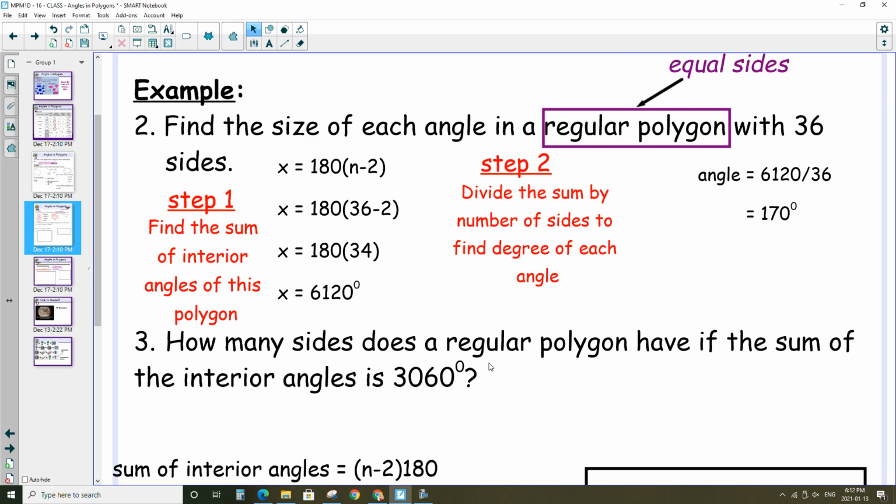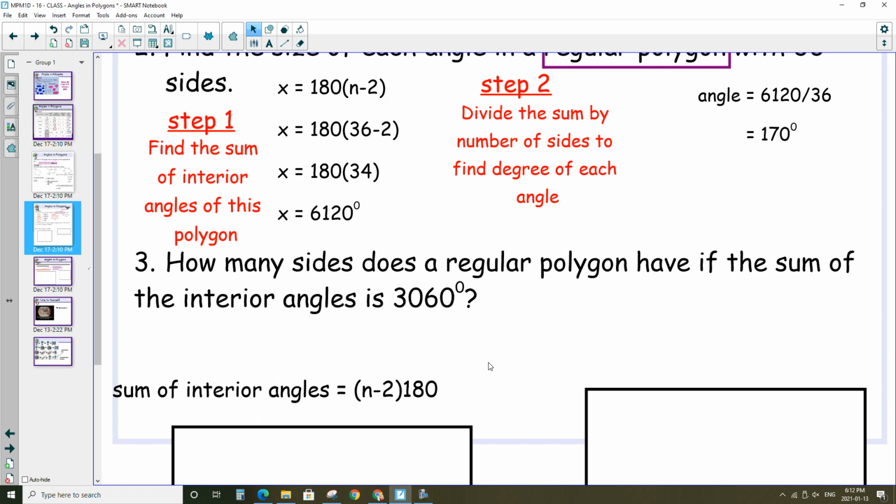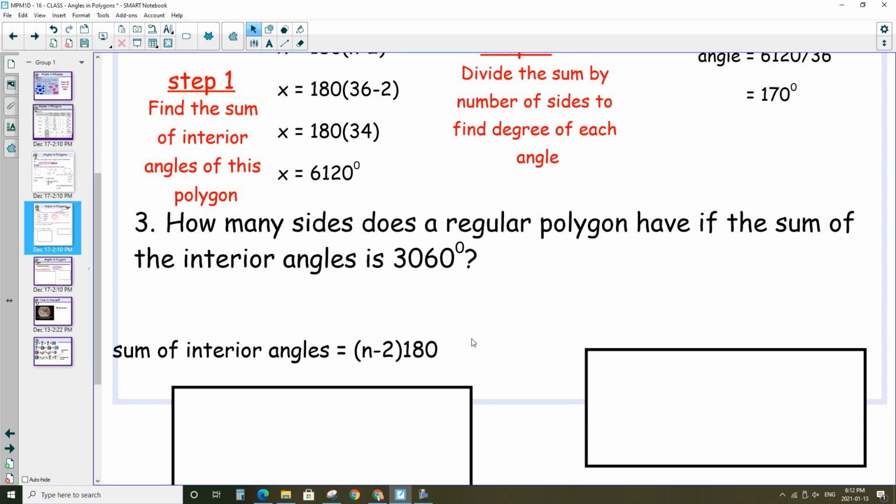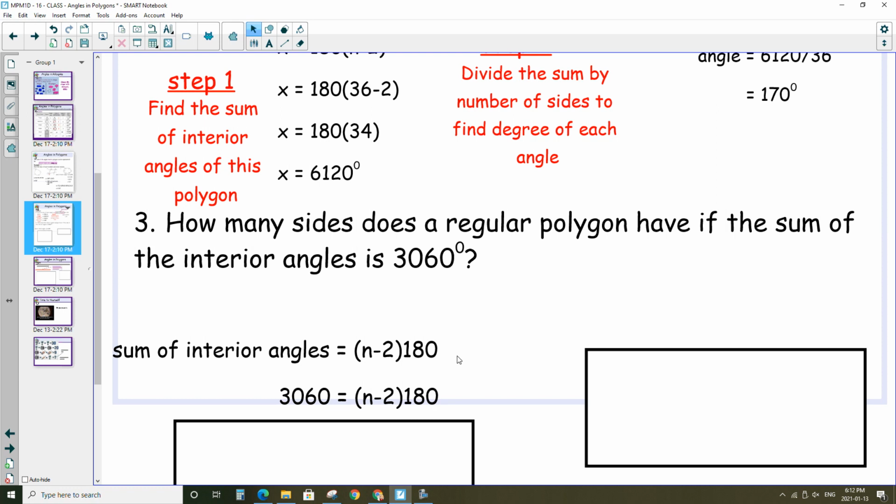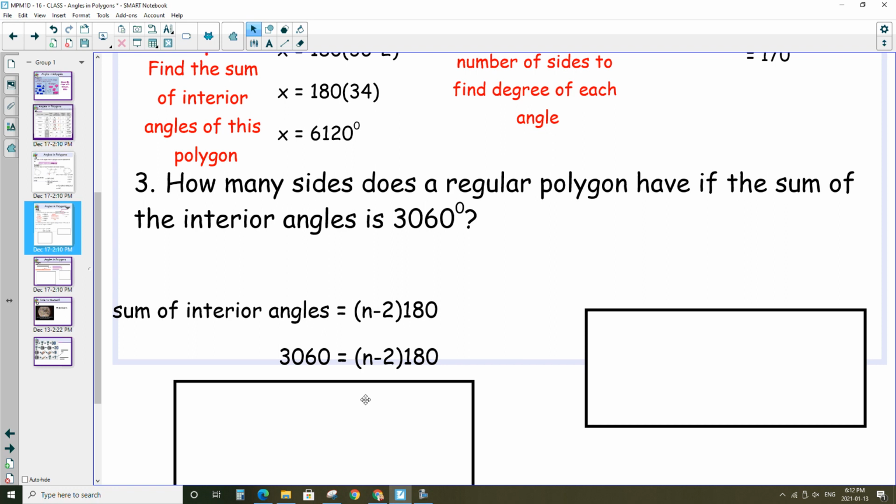How many sides does a regular polygon have if the sum of the interior angles is 3,060? Okay, so for this question here, I'm going to use the same equation. But now I'm given that the sum of the angles is 3,060. So that's what I'm replacing in my equation. And my goal here is to find that n.